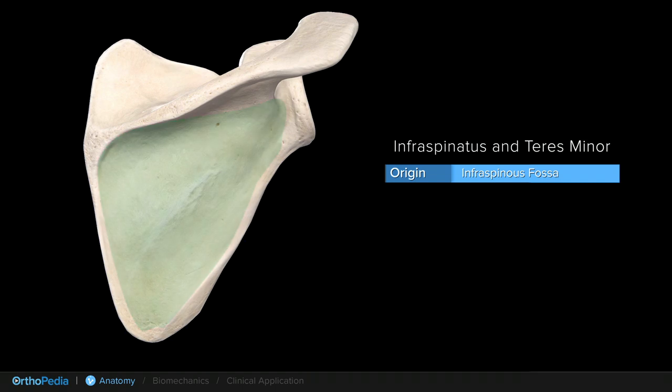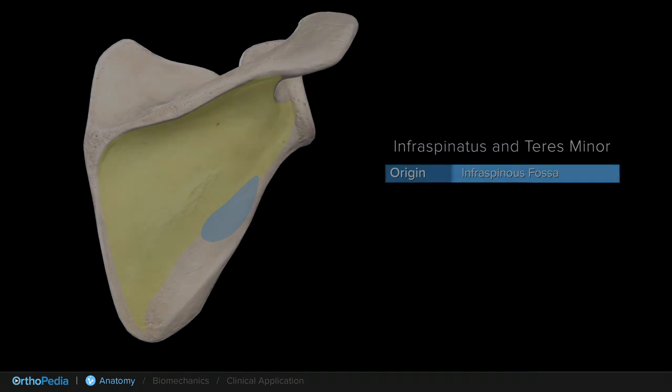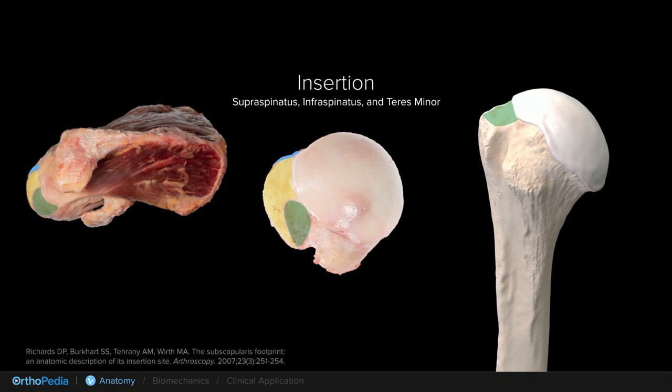More specifically, the origin of the infraspinatus is on the surface of the infraspinous fossa and the spine of the scapula, while the teres minor originates in the posterior aspect of the superior half of the lateral border of the scapula. The supraspinatus, infraspinatus, and teres minor all insert on the greater tuberosity of the humerus.